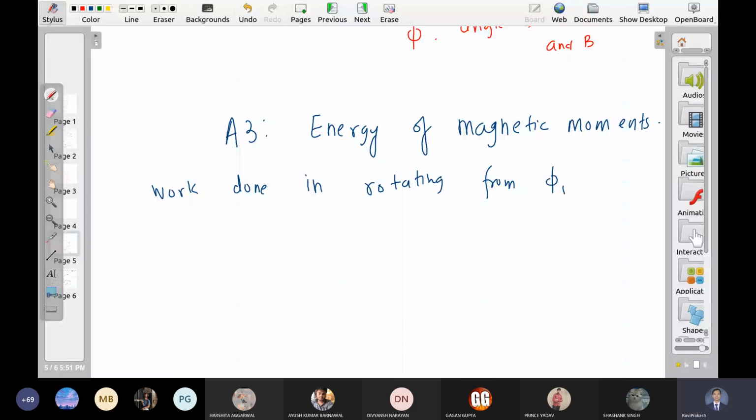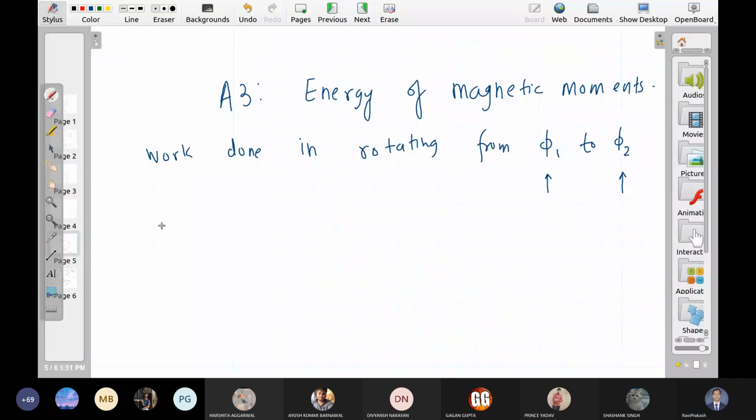At some time the angle between the magnetic moment and the magnetic field was φ1. Now we rotate it to a limit that the angle becomes φ2. How much is the work? The work done in this process is delta W, the applied torque times the change in angle. Total work is the integral from φ1 to φ2 of torque times dφ.